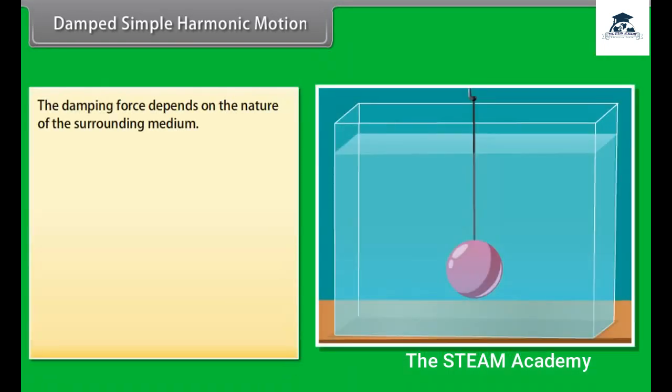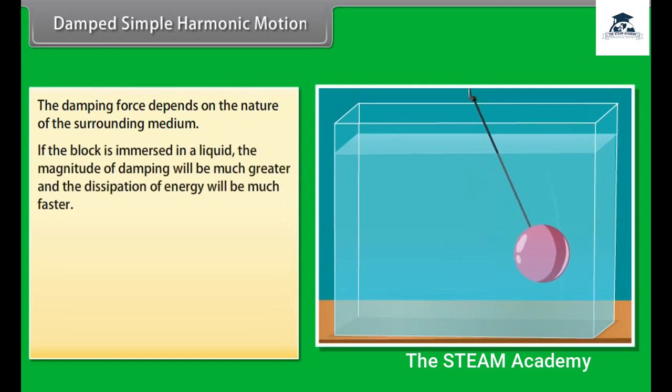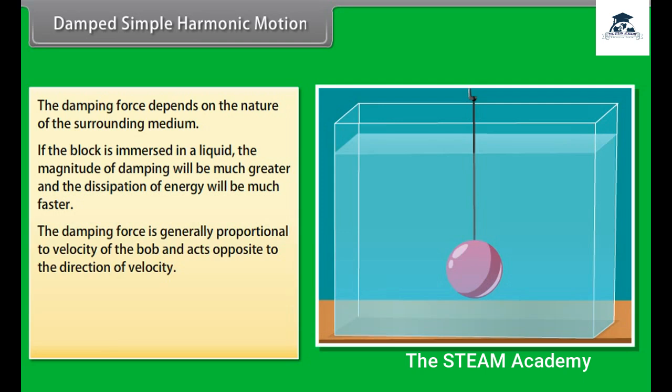The damping force depends on the nature of the surrounding medium. If the block is immersed in a liquid, the magnitude of damping will be much greater and the dissipation of energy will be much faster. The damping force is generally proportional to the velocity of the bob and acts opposite to the direction of velocity. If the damping force is denoted by Fd, we have Fd is equal to minus bv.